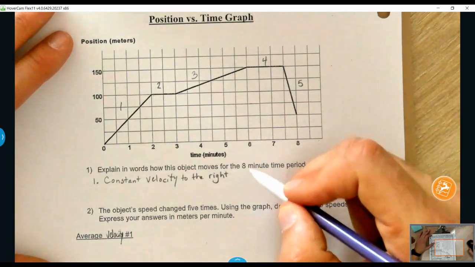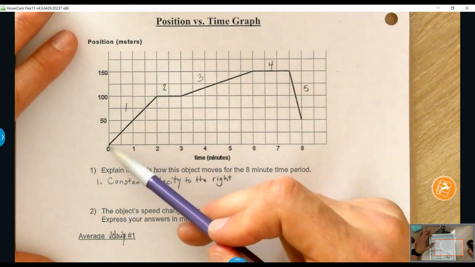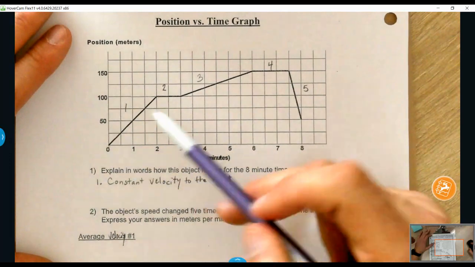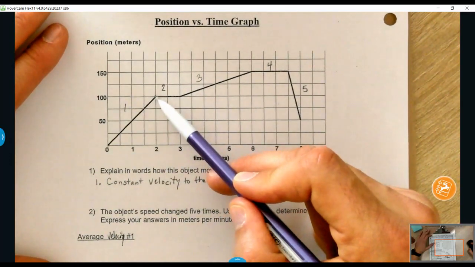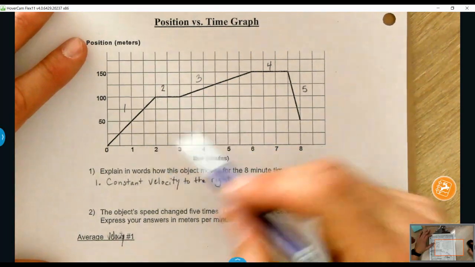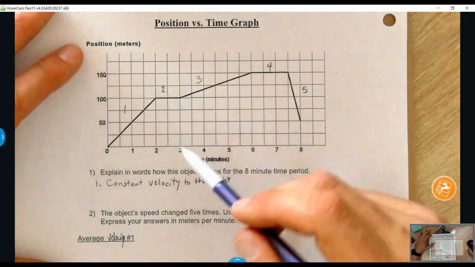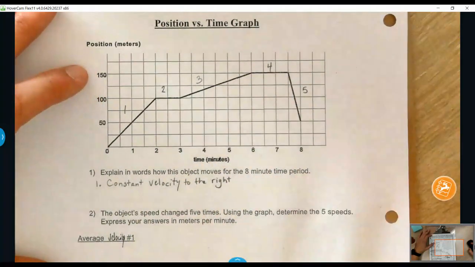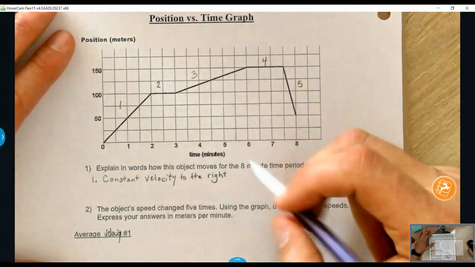What about 2? Now, could I be more detailed? If you wanted to, you could say, yeah, I moved from 0 to 100 in 2 minutes. So I moved 100 meters in 2 minutes going to the right, or I could have said 100 divided by 2. You could have said I'm moving at 50 meters per minute to the right, but this is also acceptable. Constant velocity to the right.